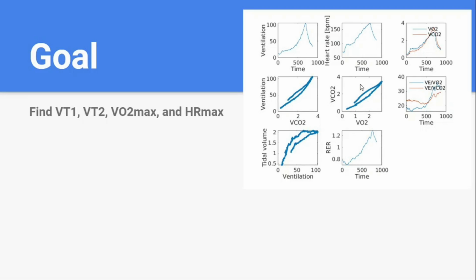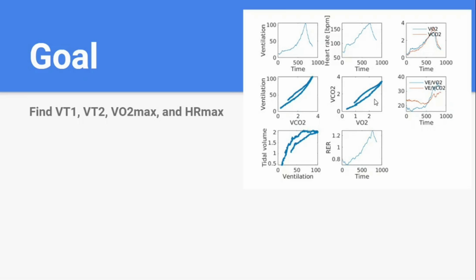So the data is stored in the CPET. As you see the data point right here time-wise, you can find the deflection point right here. Even though there is no time component, you can find the deflection point, and I'm going to show you how to do that in a moment. And that's how you detect VT1.